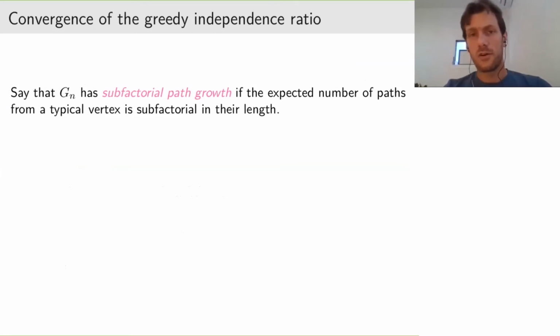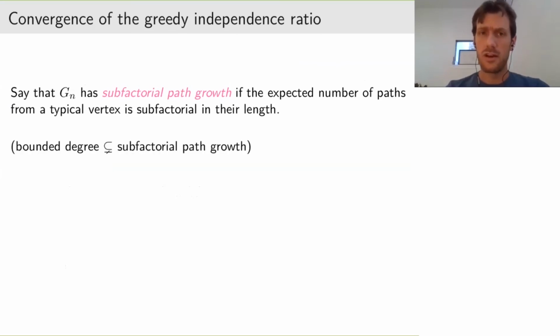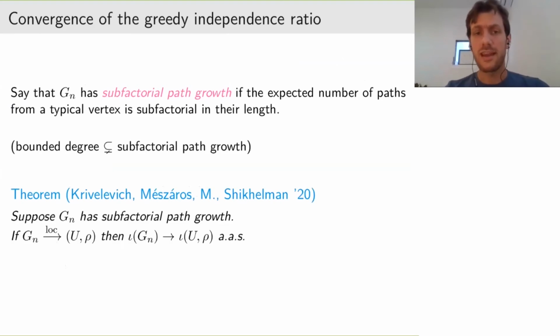Okay, so here's our result. We assume that our graph sequence has subfactorial path growth, which is just a very weak assumption on the growth. It's strictly weaker than a bounded degree assumption. Why? Because bounded degree graphs have exponential path growth. The number of paths which emerge from a typical vertex is at most exponential. So this is a strictly weaker assumption. And under this assumption, our theorem states the following.